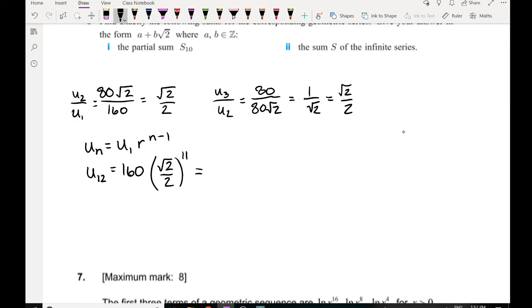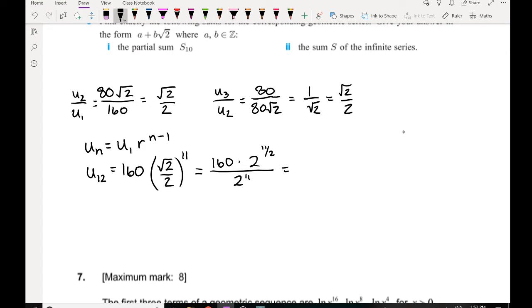So I'm going to have to start evaluating this a little bit. Now this was a non-calculator 1-2. So I guess we'll kind of play around with how we simplify this without a calculator. We have 160, and it'll be over 2 to the 11. And on top, I'm going to change that root 2 to be 2 to the 1/2, so 2 to the 11 over 2. And I think we're going to actually try and simplify powers of 2 a bit here.